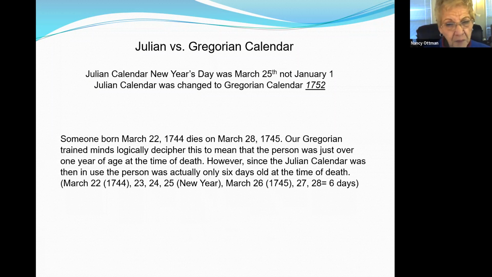And when you're recording this, you're going to go, but I thought they were a year old, and it doesn't match with how the other children are born. It doesn't make sense. Well, we look at March the 22nd, 1744, 23, 24, 25th, the new year, and then March the 26th is 1745, 27, 28, the child was only 6 days old when they passed. So if you're looking at dates prior to 1752, keep in mind the Julian calendar could be in effect. Sometimes on the tombstones, you will see 1751/1752, or you could see 1744/45. If you see a double year date, that should be your signal to go, oh, this is the difference between the Julian and the Gregorian calendars.